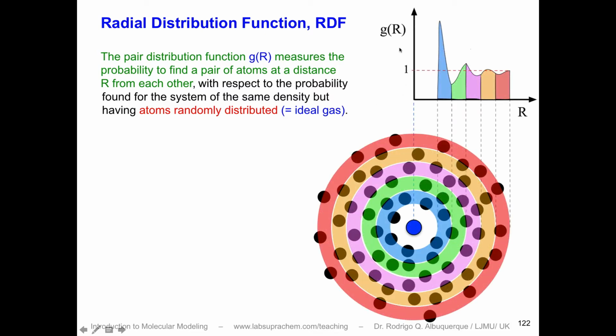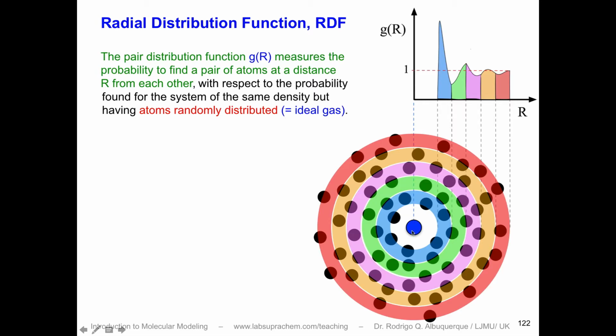We show here a GR, the pair distribution function, where we have this blue atom at the center, and we can be monitoring, for instance, the oxygen-oxygen distance, the hydrogen-hydrogen distance, or the oxygen-hydrogen distance. Actually, we can specify which distance we are talking about: the distance between two oxygens, between two hydrogens, or between one oxygen and one hydrogen.